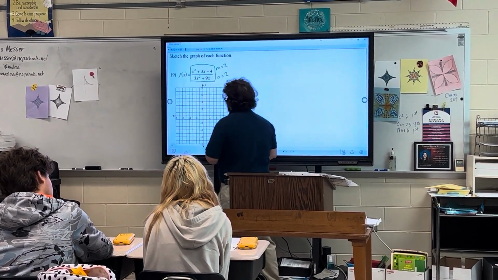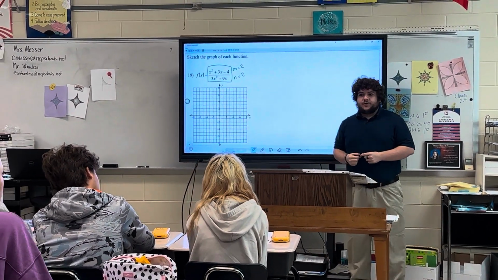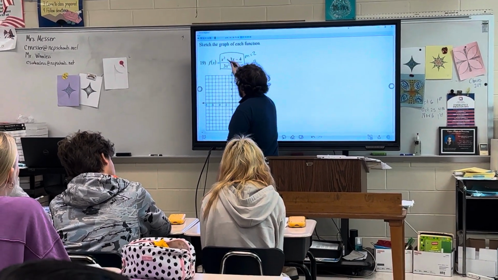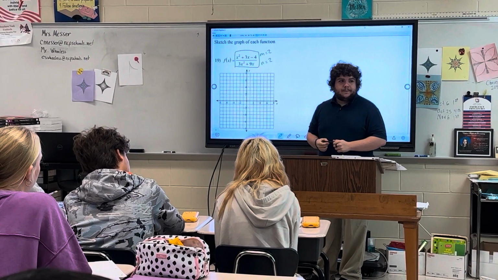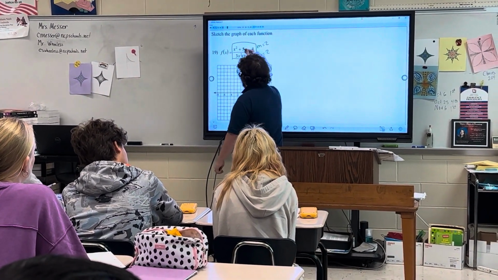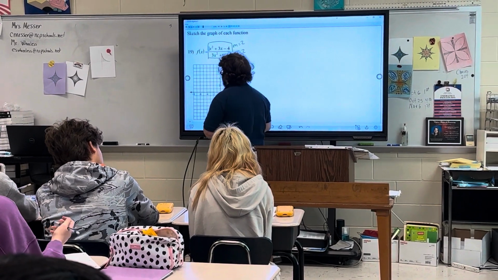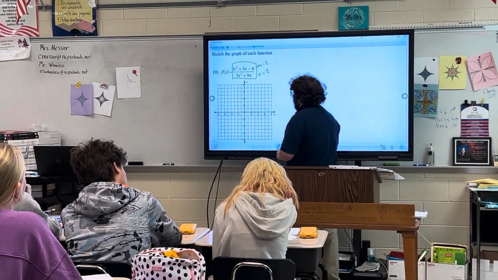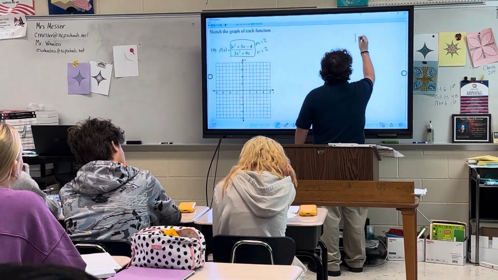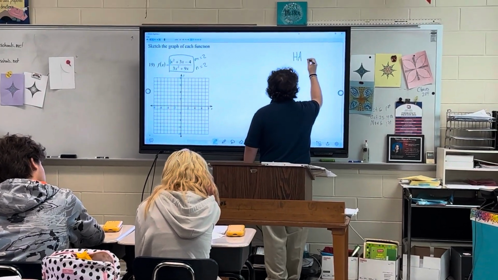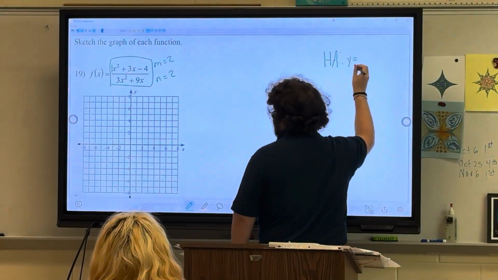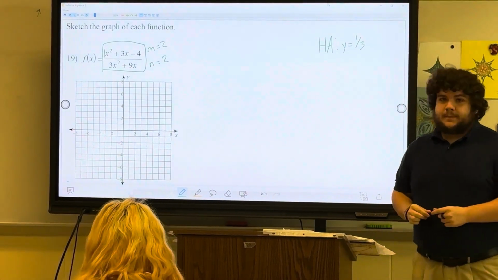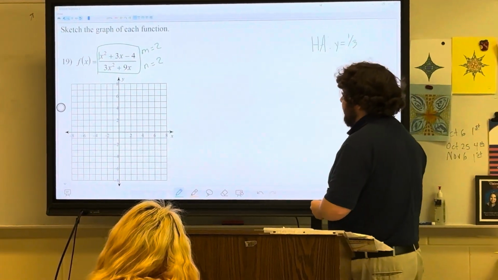Like Bree said, when your degrees are the same, we're looking for the ratio of the leading coefficients. Remember, leading coefficients are the term that goes with your highest exponent, the number in front of it. In this case, our leading coefficient up here is a 1. When it's not written, it's an understood 1. And then 3 is our leading coefficient here. So we have a horizontal asymptote at y is equal to 1/3, the ratio of those coefficients. Horizontal is going to be the easiest one to find.